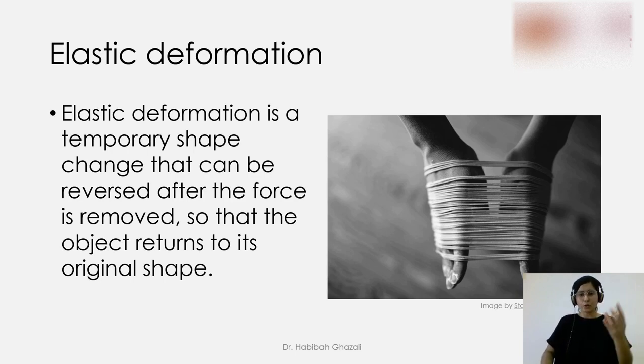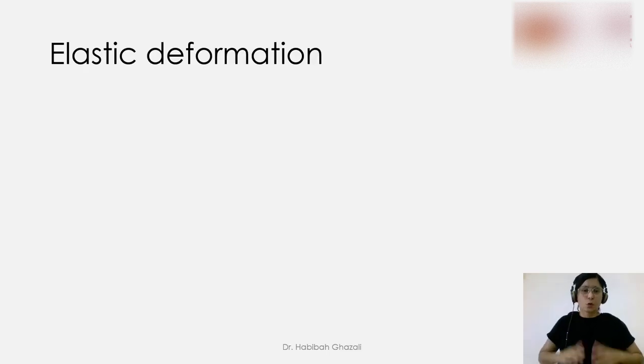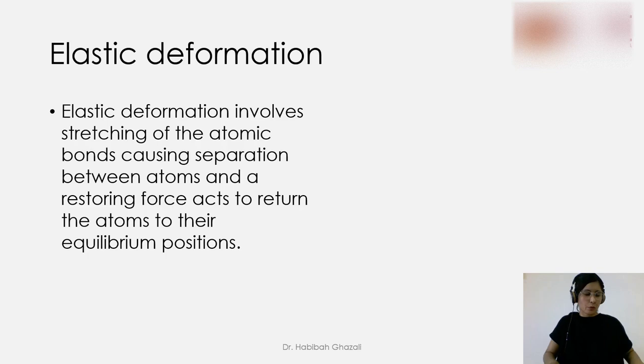So what happens to the atomic bonding during elastic deformation? As we have learned before, a metallic material has all its atoms in a repeating order throughout its volume. It has a crystal structure, which is BCC, FCC, or HCP.